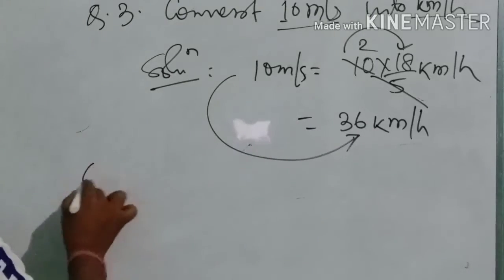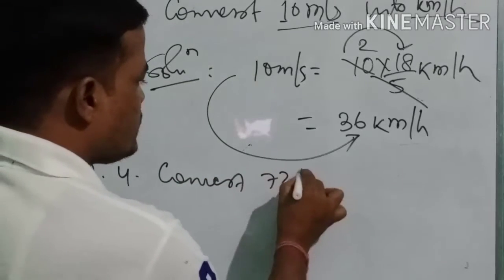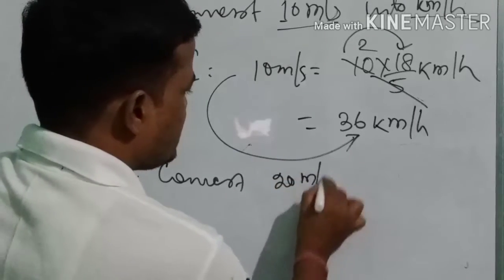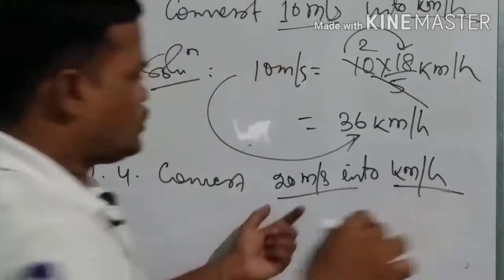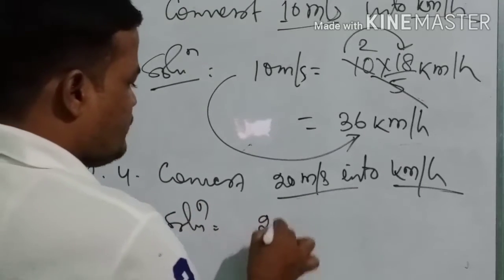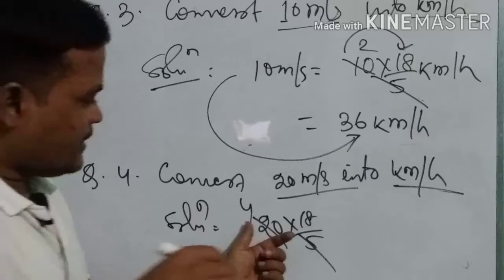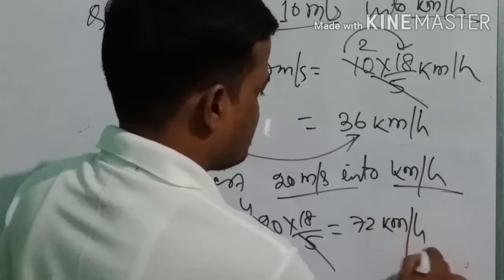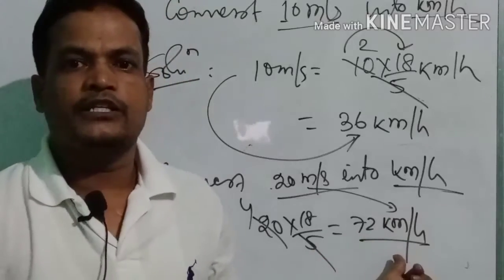So next question, convert 20 meter per second into kilometer per hour. Convert 20 meter per second into kilometer per hour. So see what will be there. 20 into 18 by 5: 5 fours are 20, and 18 fours are 72 kilometer per hour. So 20 meter per second is equal to 72 kilometer per hour.